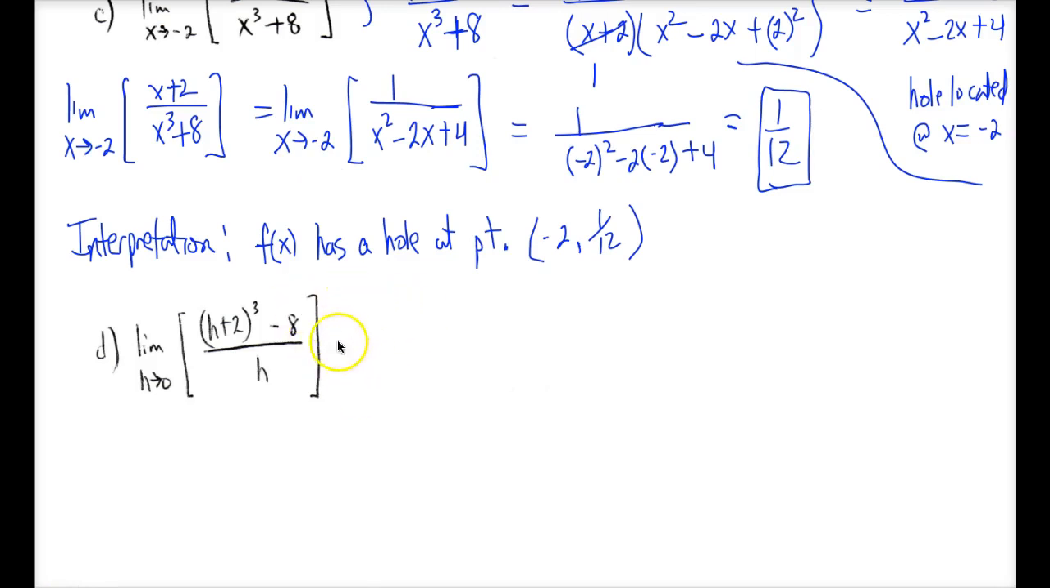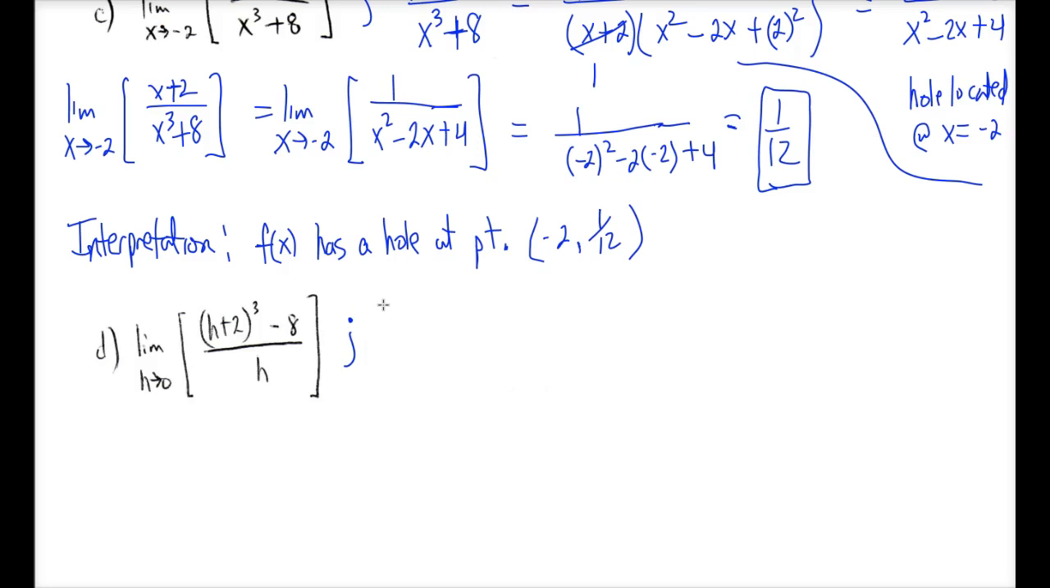All right, so to be able to do this problem, we need to figure out an easier way to write (h plus 2)³ minus 8, all that divided by h. And so the first thing that we need to do is expand out this (h plus 2) cubed. One way that we can do that is by binomial expansion.